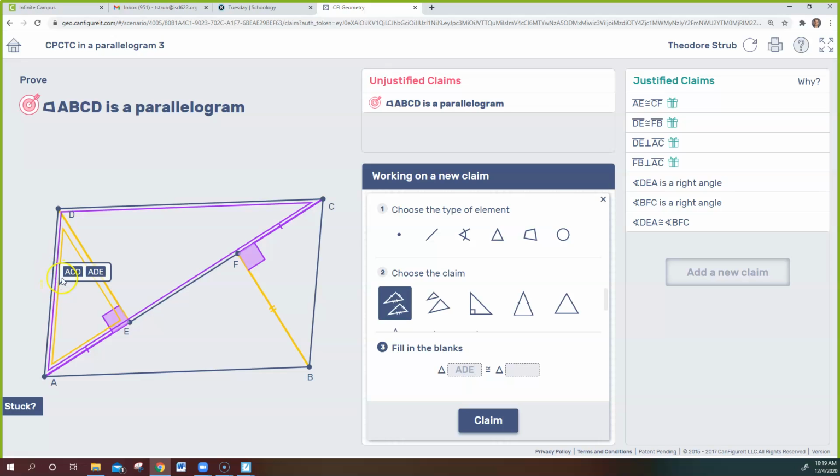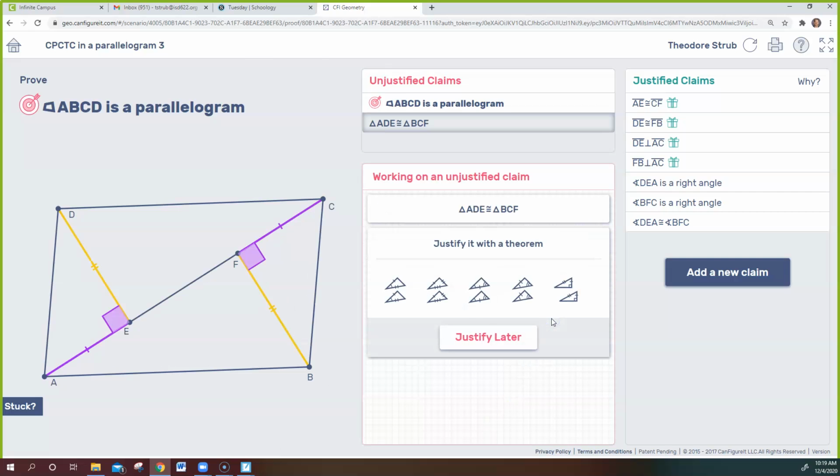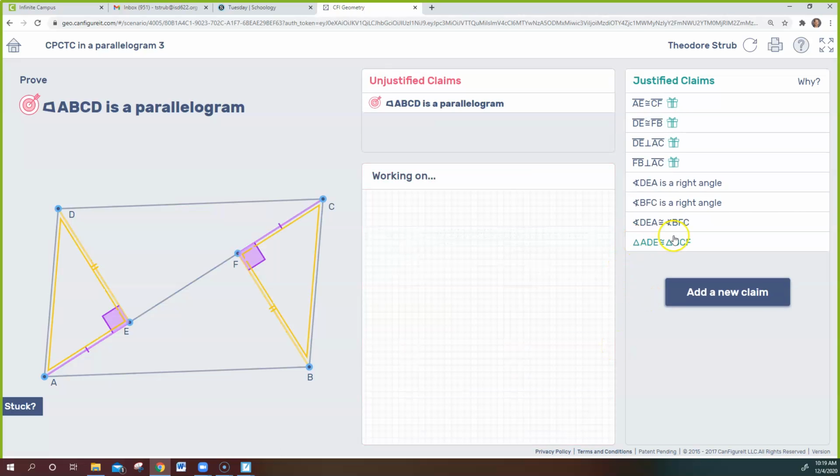I want ADE. That's the one I want. And BCF. So just double check that you're actually doing the right triangles. And then we're going to do side, angle, side. So now let's see. It allows me to put in side, angle, side, and triangles are congruent.